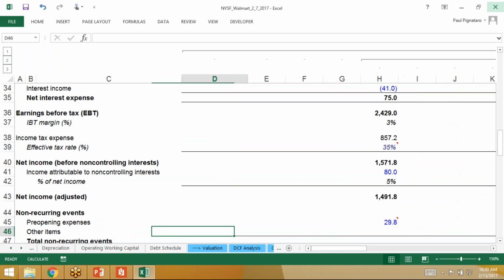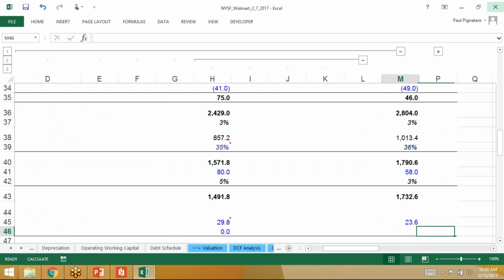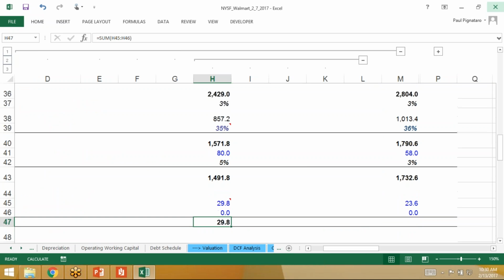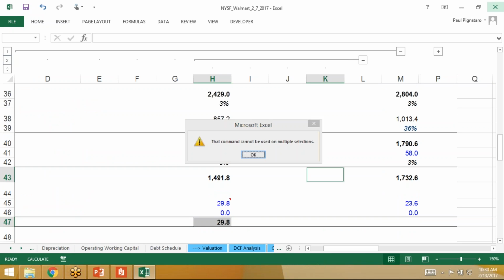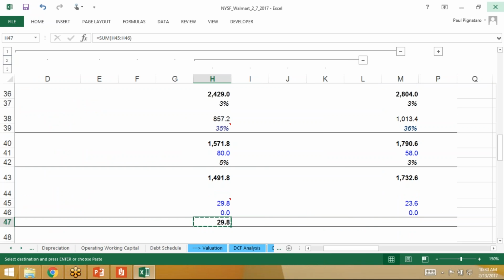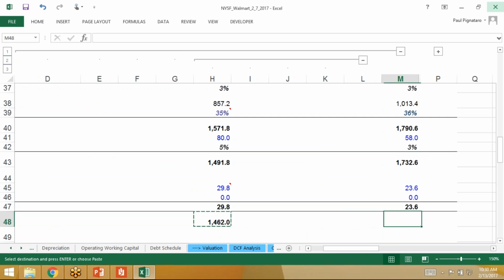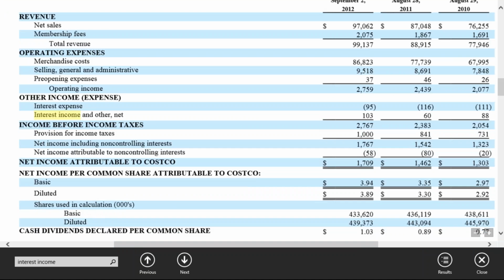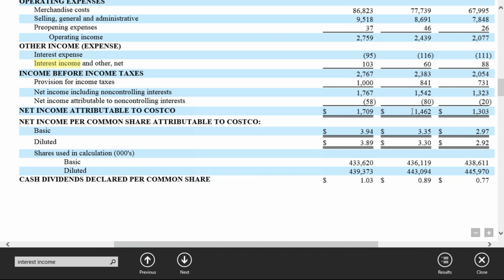Okay. And then there's this line other items, which doesn't exist. I guess that was just left over from the prior template. I'm going to add these two, and I just want to do a quick subtraction. So the 1491.8 minus those pre-opening expenses should match what they have, 1709 and 1462. Did I do it right? 1709 and 1462. So it ties. That's a sanity check.